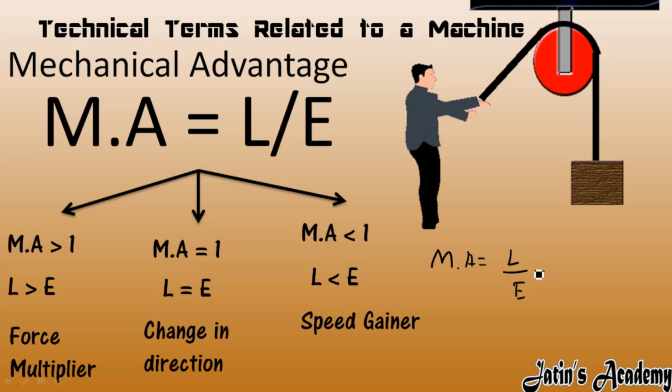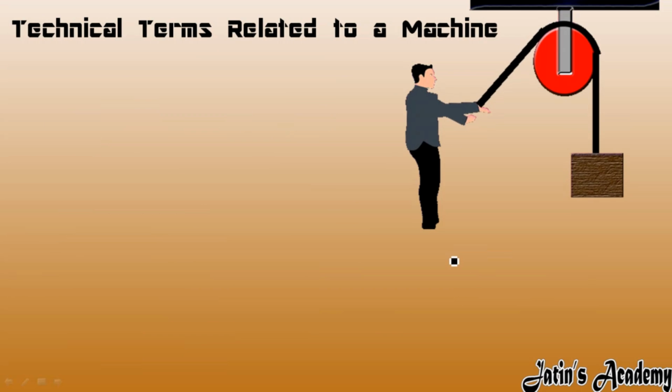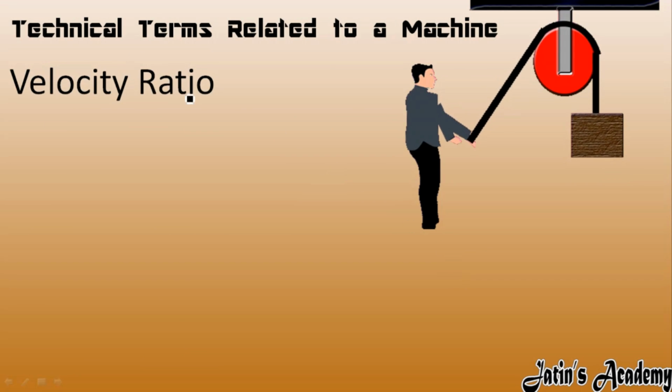Now if you talk about the SI unit of mechanical advantage, mechanical advantage is load over effort. The SI unit of load we have already discussed, that is Newton, and the SI unit of effort is also force, so this is Newton. So Newton cancels out, so this is basically a pure ratio. So mechanical advantage has no units. Clear?